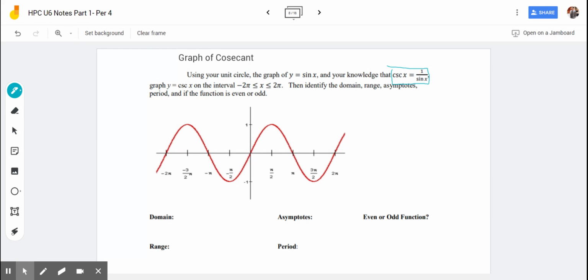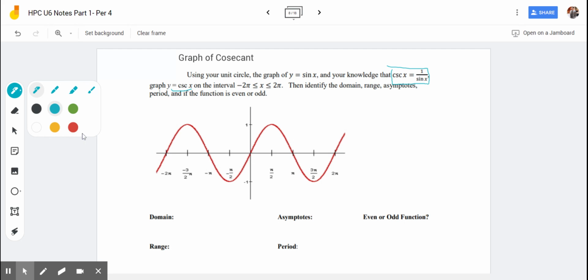Cosecant is the reciprocal of sine. Graph y equals cosecant x in the interval negative 2 pi to 2 pi, inclusive. Then identify the domain, range, asymptotes, period, and if the function is even or odd.